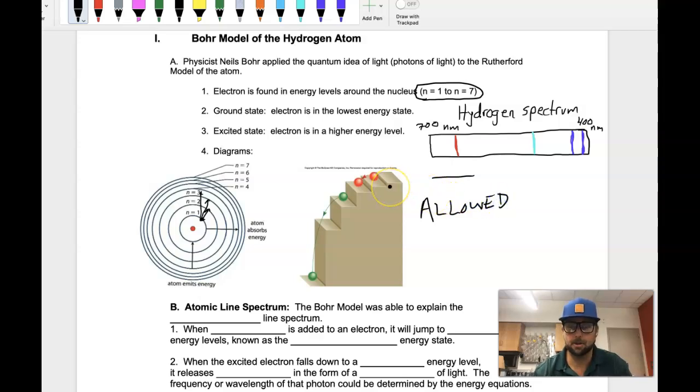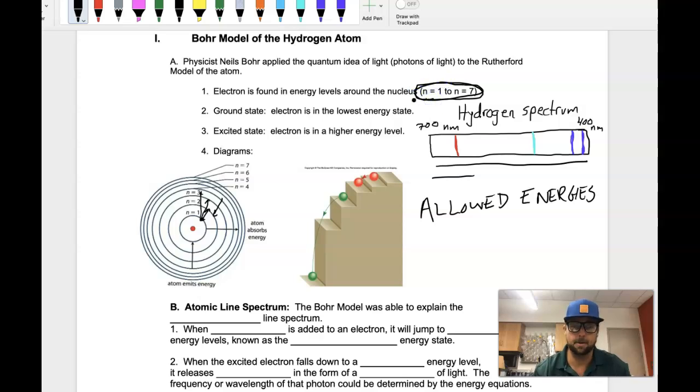If the electron could go anywhere, then we would see a whole rainbow of colors in the spectrum. But because there's only certain allowed energies, we see that when the electron falls back down to a lower energy level, we're going to get only certain wavelengths of light. So allowed energies.